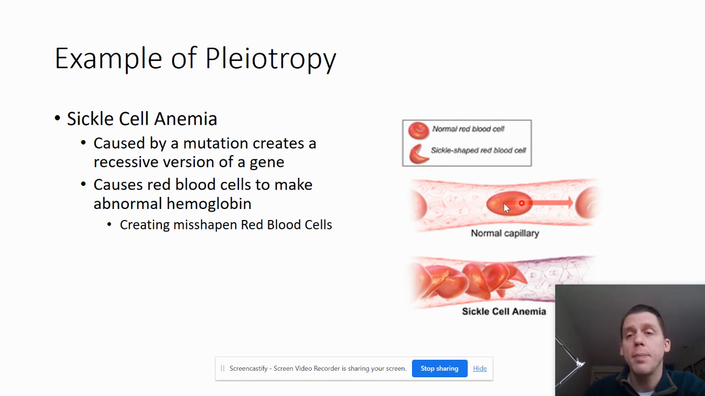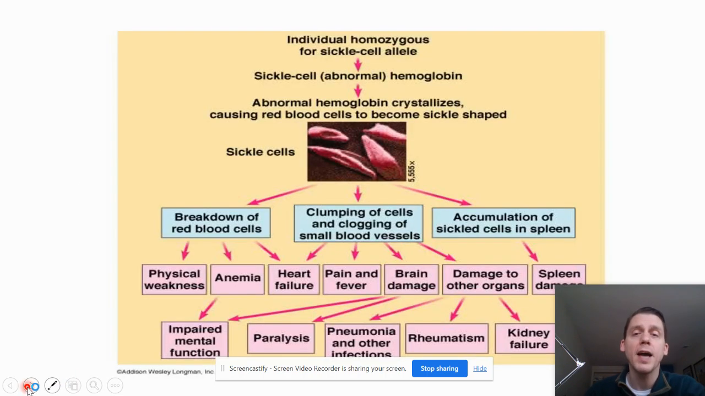Normally, in a very small blood vessel, the blood cells can flow right through, but sickle cells might get caught up in capillaries and cause blockages. In fact, there are a number of things that might happen because of this recessive mutation. It could cause the breakdown of red blood cells, the clumping of cells, and accumulation of cells, which could then cause spleen damage, brain damage, pain and fever, anemia, paralysis, and other issues.